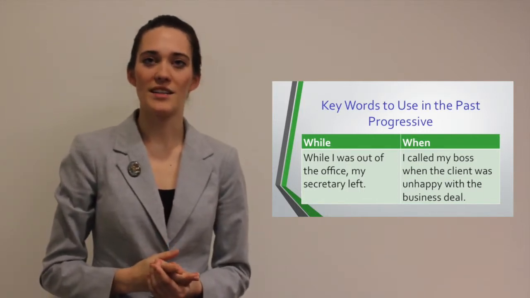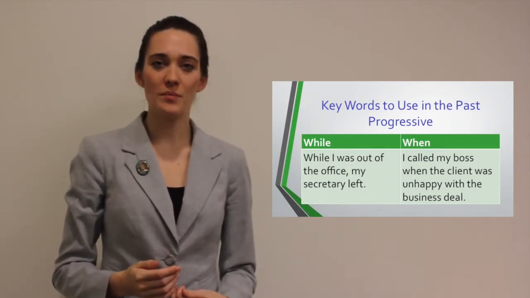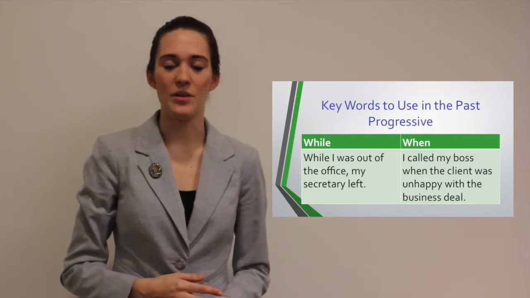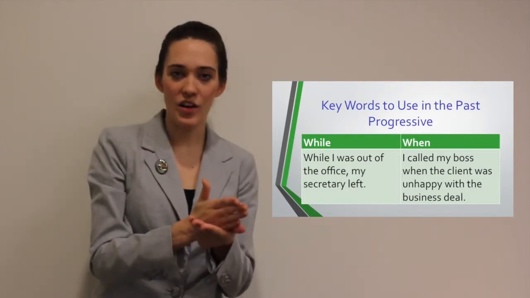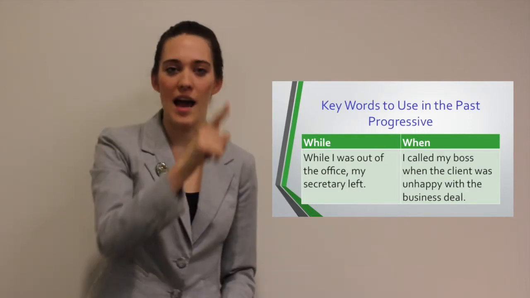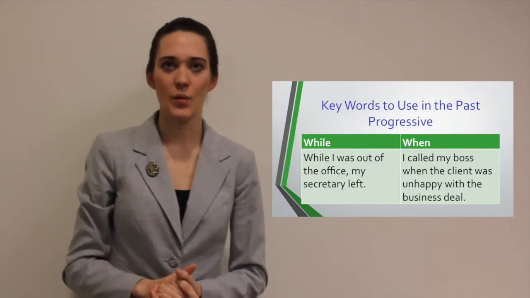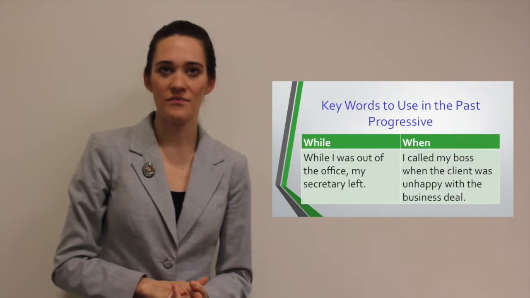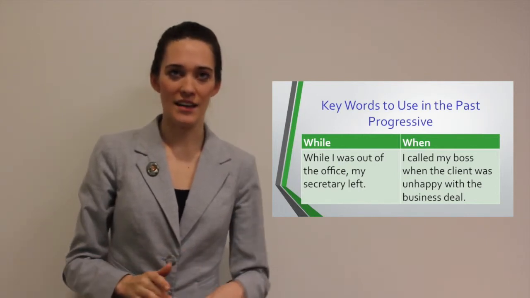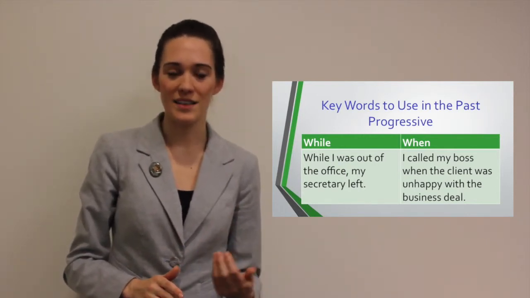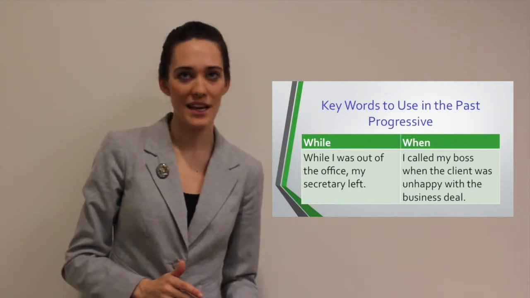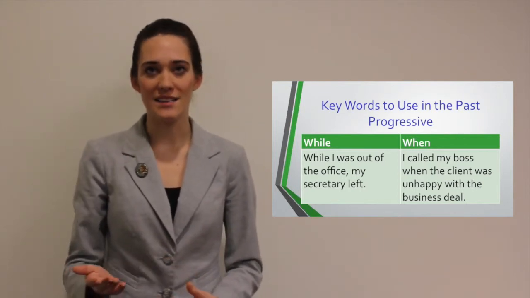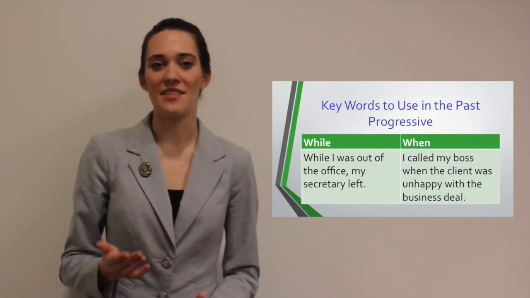And then another one is when. I called my boss when the client was unhappy with the business deal. So was unhappy with the business deal is the past progressive. Also notice here that in the first sentence, the past progressive is at the beginning, whereas in the second sentence, the past progressive is at the end.